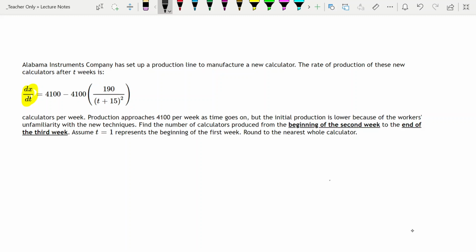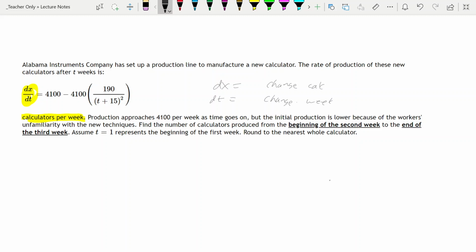All right, so now we are going to say that, and you're going to find that in the problem here. Notice that it is calculators per week. This function is calculators per week. So the dx represents change in calculators. And therefore the dt is change in weeks, or time, right? But it's specifically weeks for this problem, change in weeks.